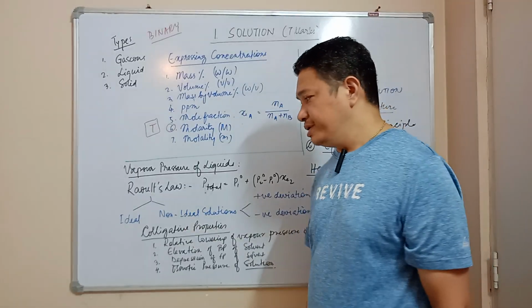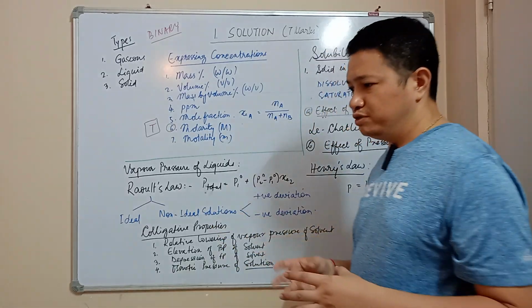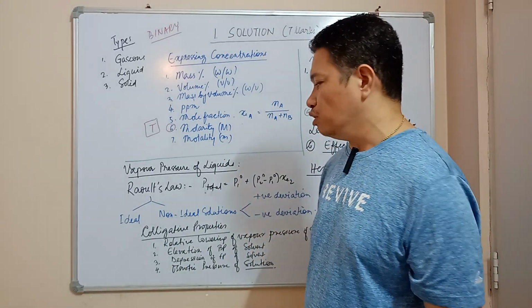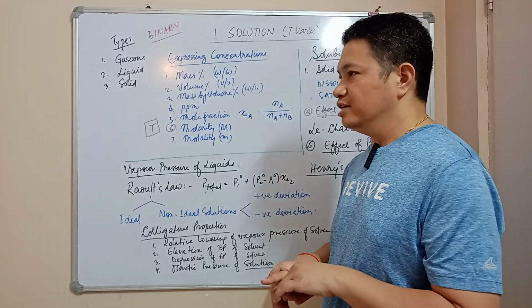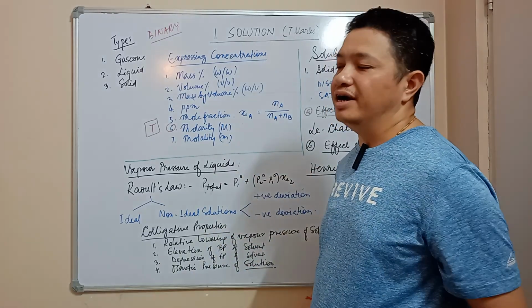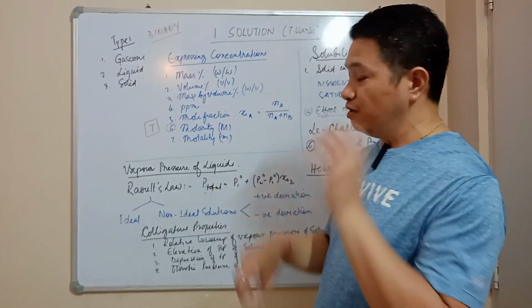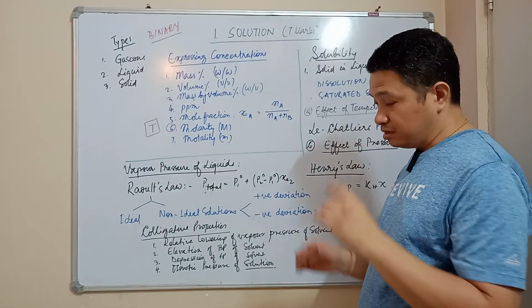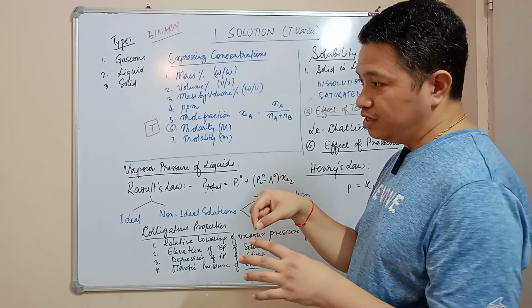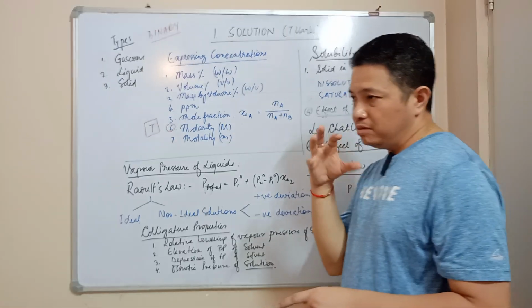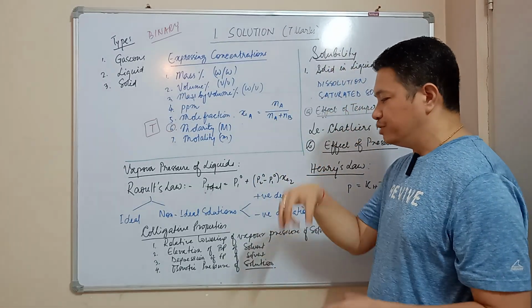And then comes colligative property, which is the property of the solution that depends on the number of particles or number of moles of the solute that you are dissolving. These properties are not dependent on the kind of solute that you're adding. They depend on the quantity of the solute that you are putting in, the mole fraction or number of moles.